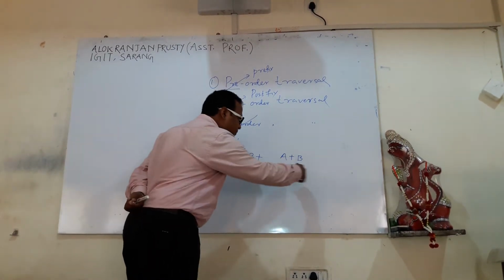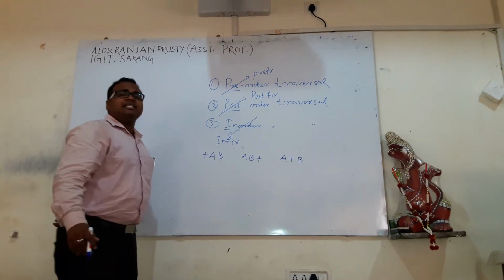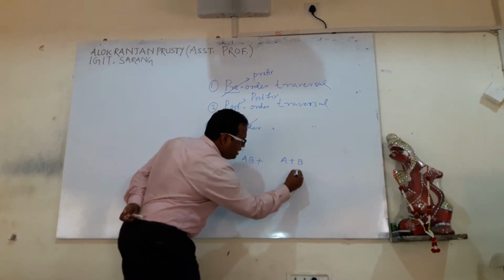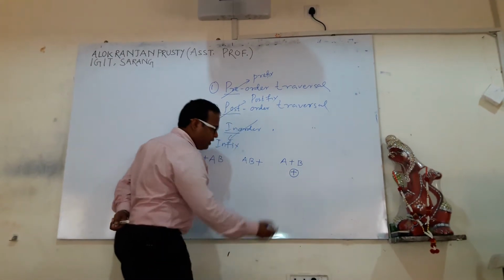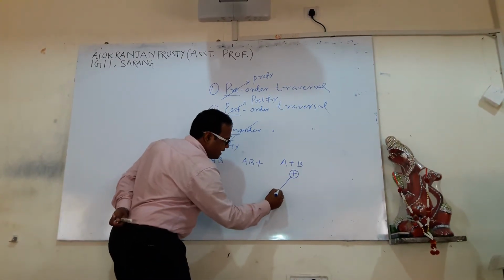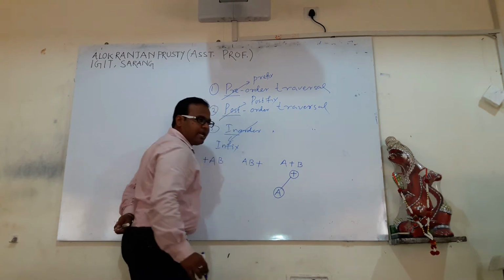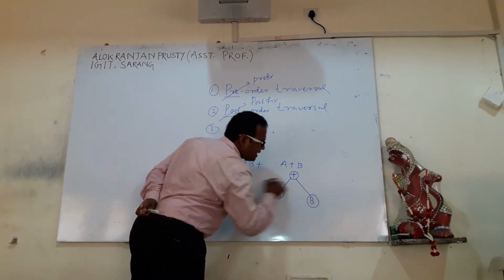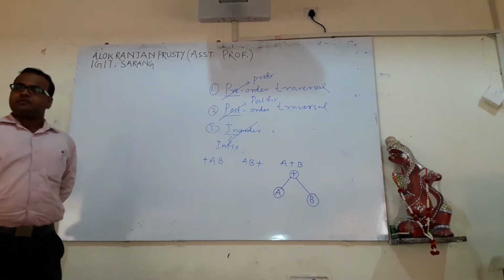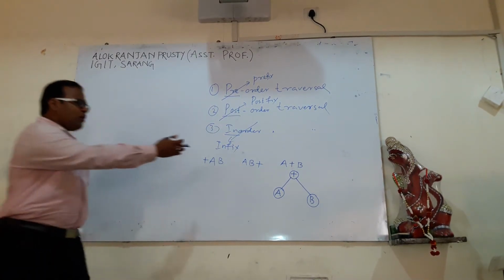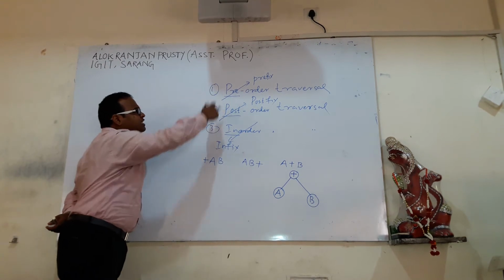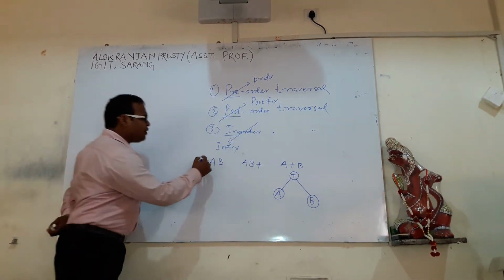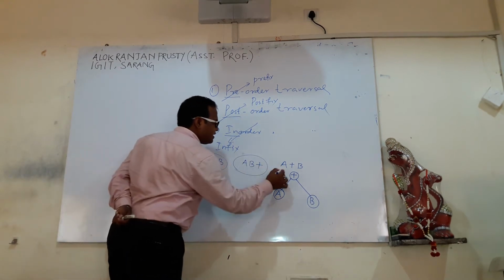Now let's represent this infix notation in the form of a binary tree. So very simple, take the root as the operator, the left operand A will be taken as the left child, and the right operand B will be taken as the right child. Okay. So with that, let's understand how this pre, post and in-order traversal of the tree is related with these three notations.